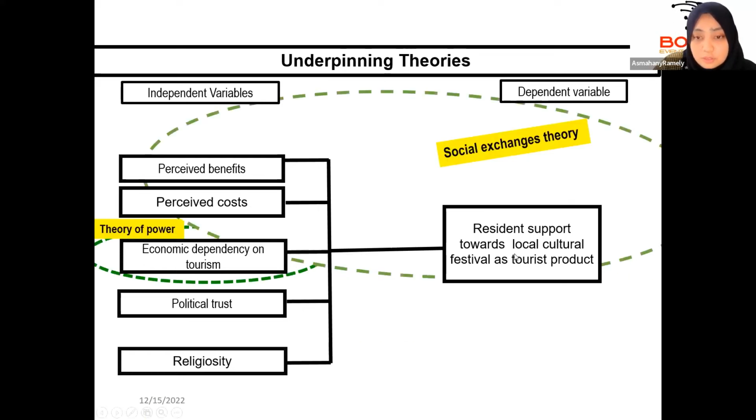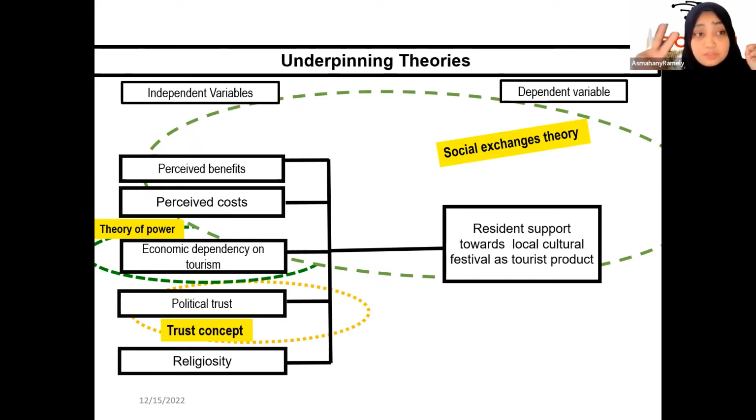To explain the formation of resident support in my study, the first thing first, I use social action theory. The dimensions for social action theory are perceived benefit and perceived cost. Whoever researcher uses social action theory must use these two dimensions, perceived benefit and perceived cost.